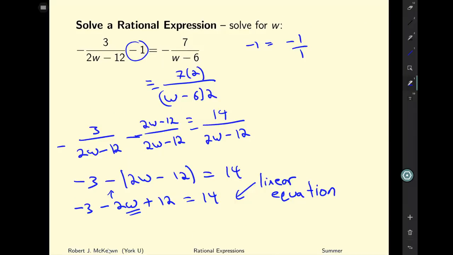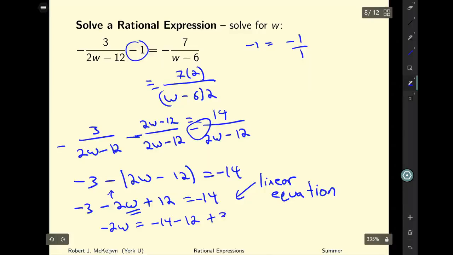Now I made a small mistake. I forgot a negative sign, partly because I didn't draw it clearly. I should have a negative 14 there. Now I want to finish this off and solve for w. So I'm going to have negative 2w is equal to negative 14 minus 12 plus 3. And I get w is equal to 23 over 2.